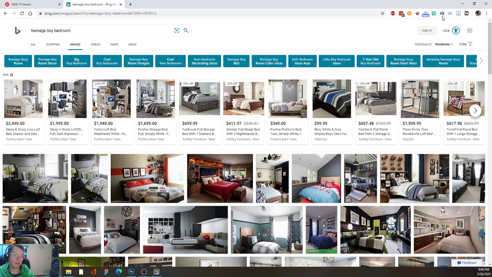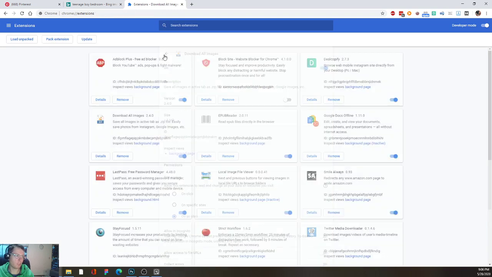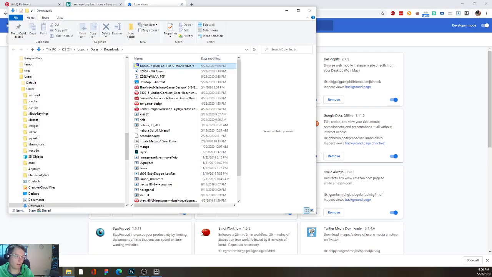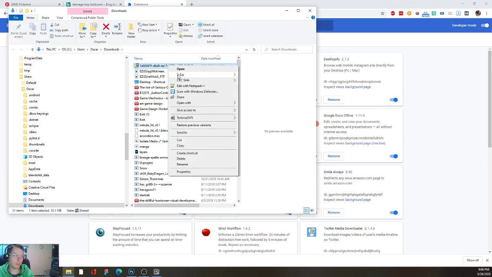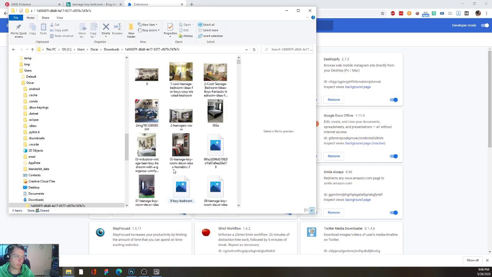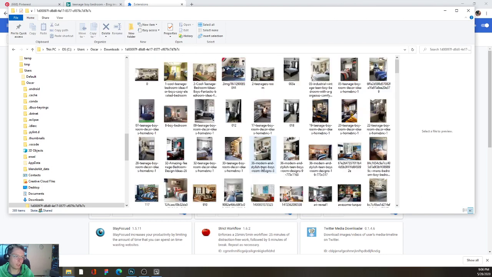This is a little Chrome plugin you can find. Download all images. And this is going to download this crazy, gigantic zip of every single thing in there. It's going to be all sorts of little previews. Let's extract it to here. And hey, would you look at that? Millions and millions of boys' bedrooms.